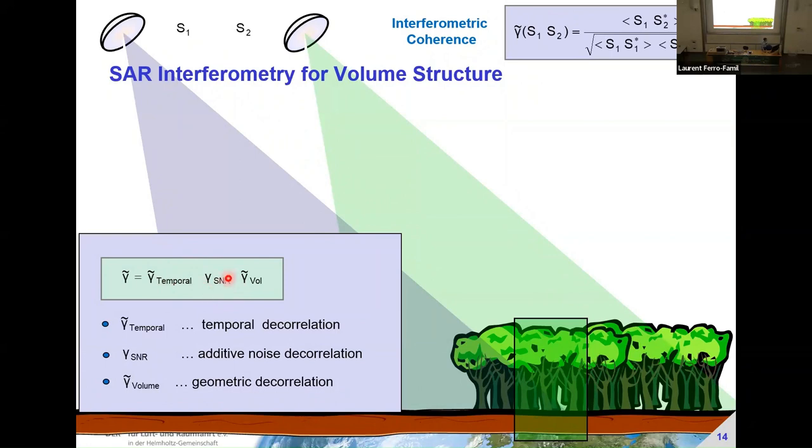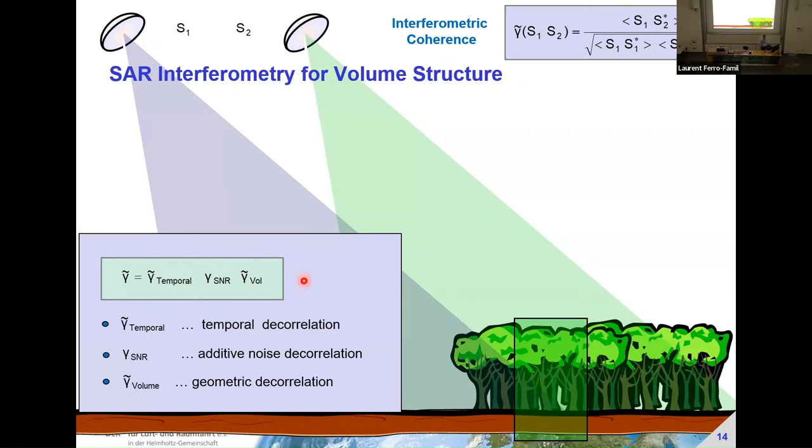Then you have here the gamma SNR. Gamma SNR is the decorrelation which is brought by the fact that you have noise. Up to now, we were working in the case in which everything is perfect, the system works nominally, there is no noise, but in reality you may have noise. And this noise gives you a reduction in coherence with this gamma SNR. If you characterize your system, you can compensate for it. And therefore, if you are in the lucky case that you don't have gamma temporal, you have the gamma volume.